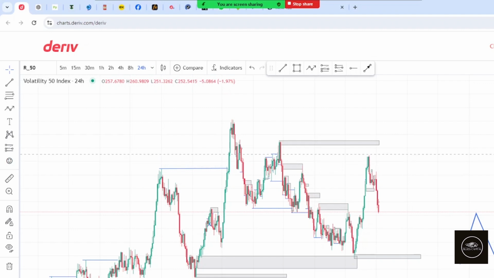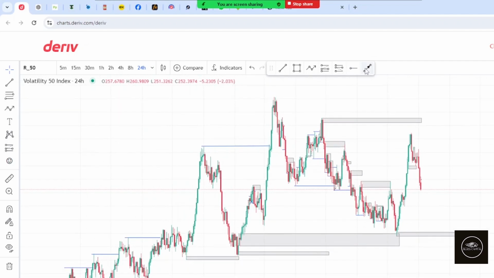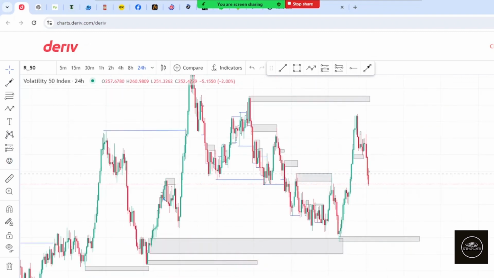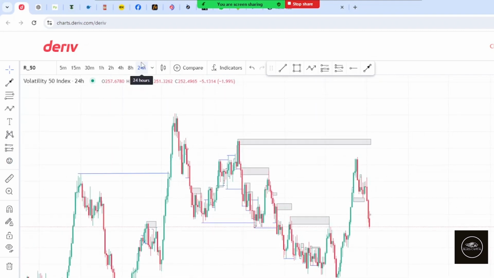So since we have identified the market structure, which shows that the market is bullish. Remember, the market is bullish now. The market structure is an uptrend, showing the market is pushing from this side to this side, to the upside. So the trend is showing a bullish trend. So moving down to a lower time frame, since we have identified the trend.